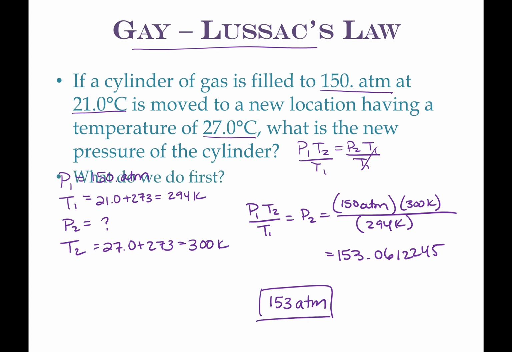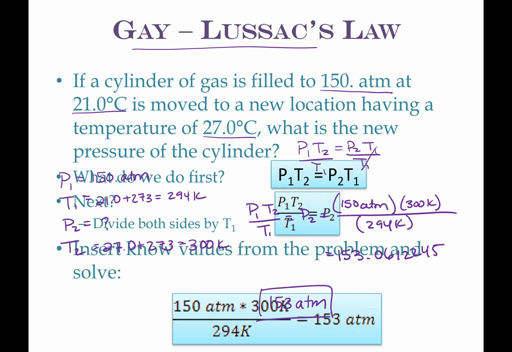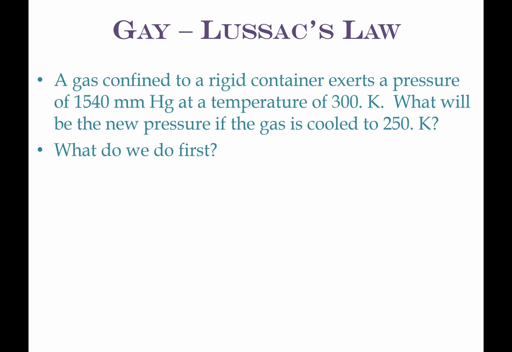I want you to try the next one. So give this a try. A gas is confined to a rigid container and it exerts a pressure of 1,540 millimeters of mercury at a temperature of 300 Kelvin. What will be the new pressure of the gas if the gas is cooled to 250 Kelvin? So please pause it and try it.